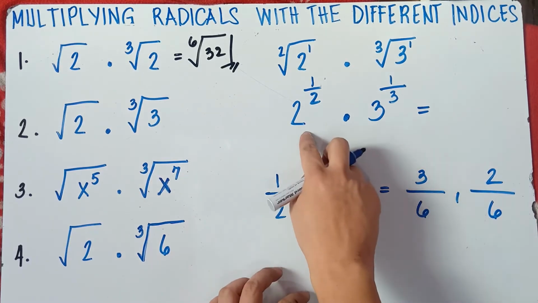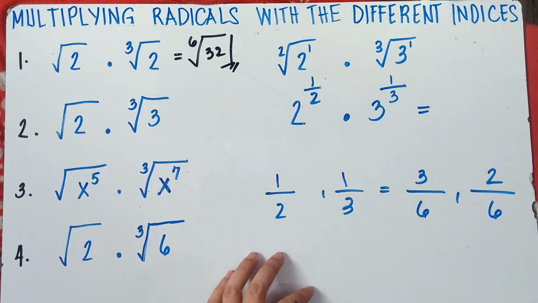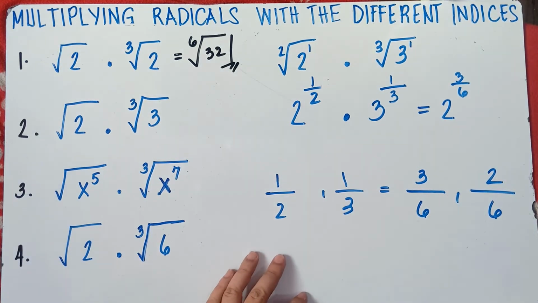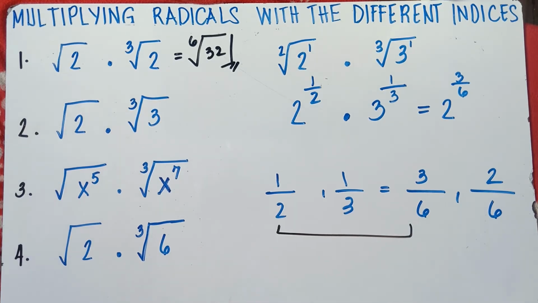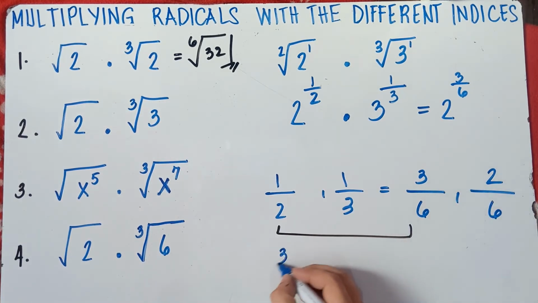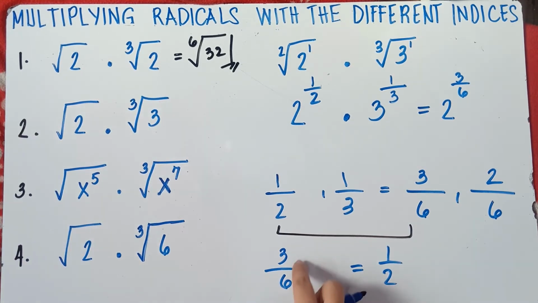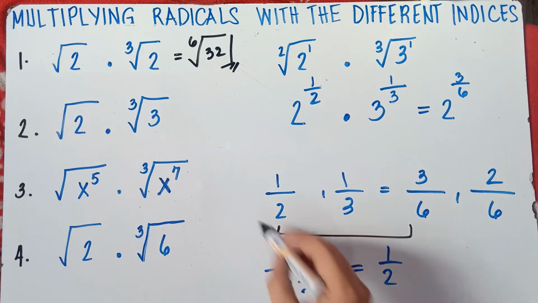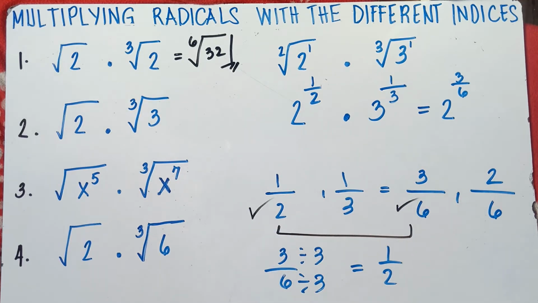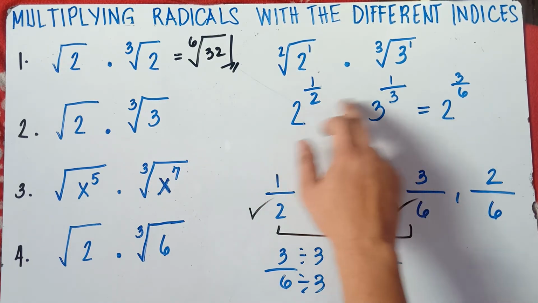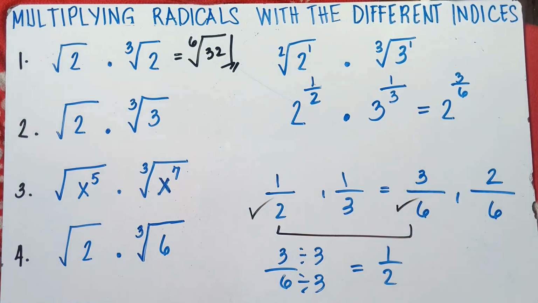So therefore, this 2 raised to the power of 1/2, we can write as 2 raised to the power of 3 over 6. This is just the same, class. Why is that, sir? Because 3 over 6, we can reduce to 1/2, right? We can divide by 3. 3 divided by 3 is 1, and 6 divided by 3 is 2. So 1/2 is just the same as 3 over 6. Once again, we find a fraction so that they will have the same denominator, class.